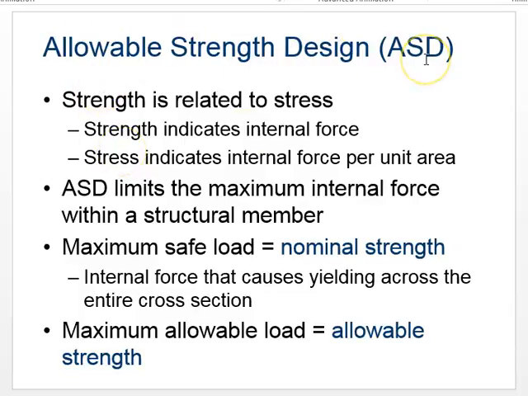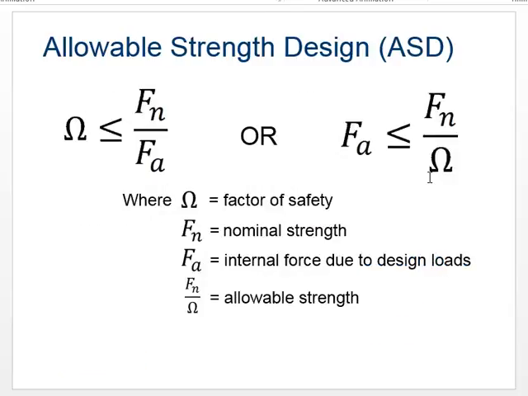ASD is an abbreviation you're going to see. It stands for Allowable Strength Design, and this is the design that comes from code that tells us what factors of safety we have to use. These are the factors for straight forces in our item, as compared to moments. Our factor of safety here needs to be less than the nominal strength divided by the allowable strength.